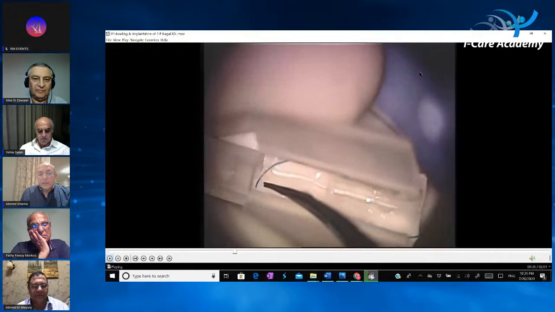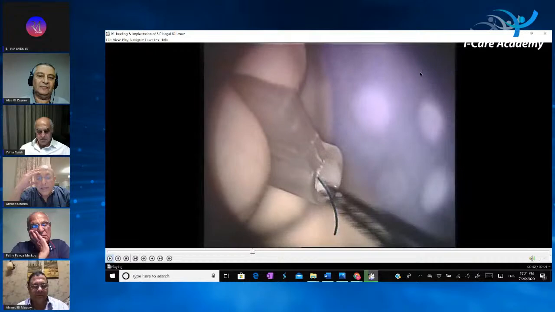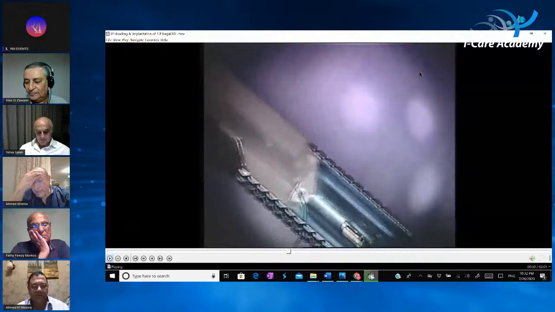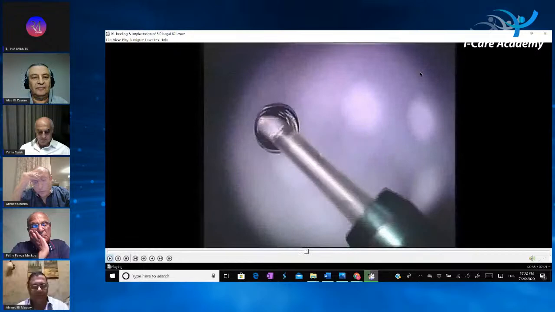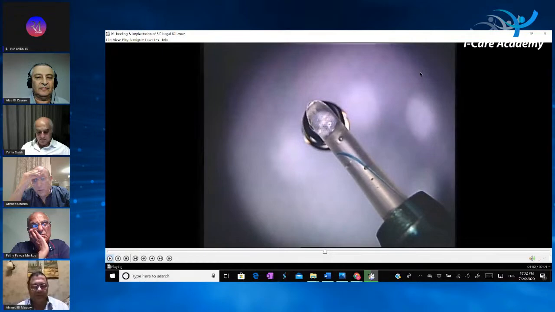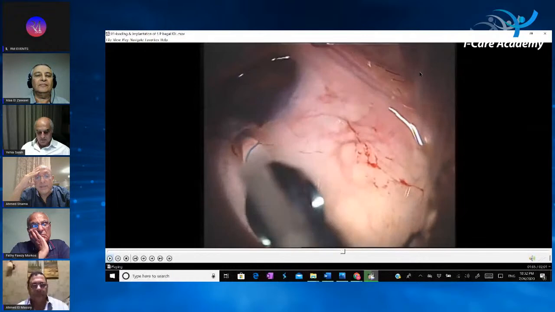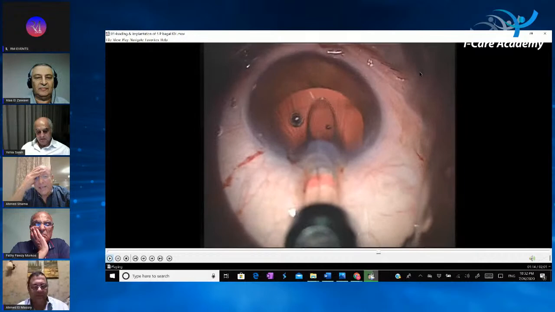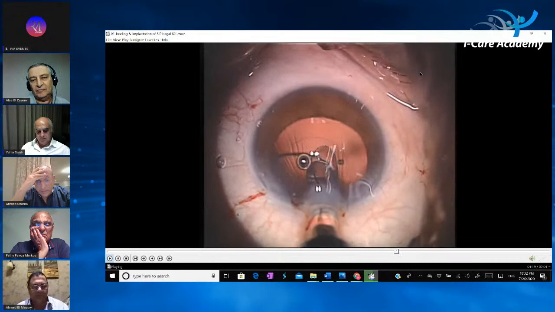With this technique, you have to make sure that the leading haptic is inside the tube, and the trailing haptic is like this, above the height. So if you push, you don't push the trailing haptic. And make sure that you have seen this occurring. The leading haptic is making like a finger, like this. And then you slowly push this leading haptic inside the bag. So you are making sure that this haptic is inside the bag.